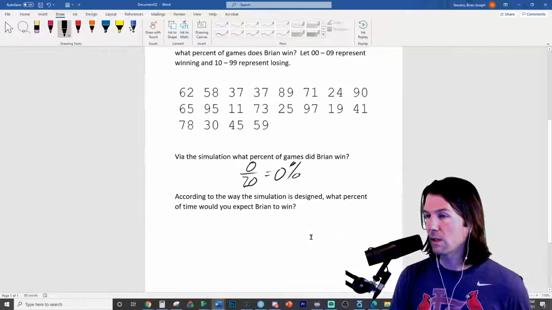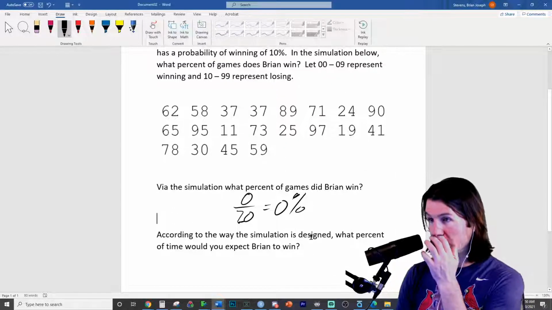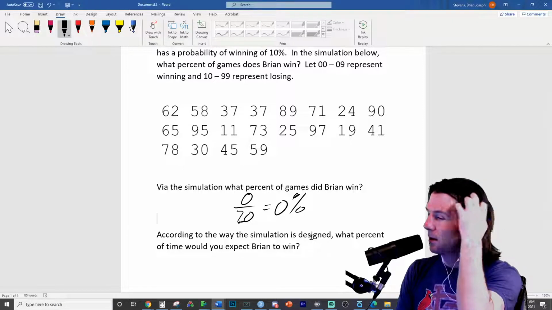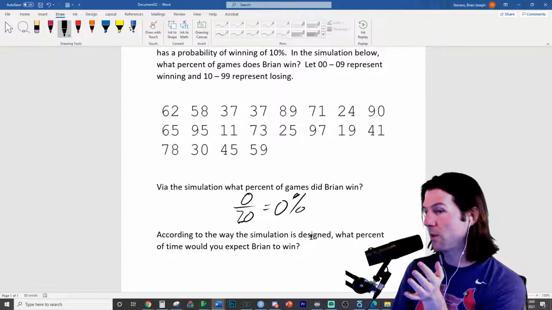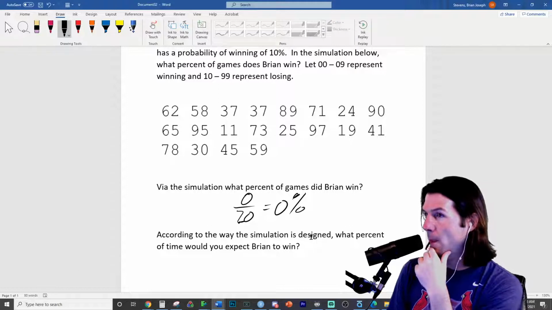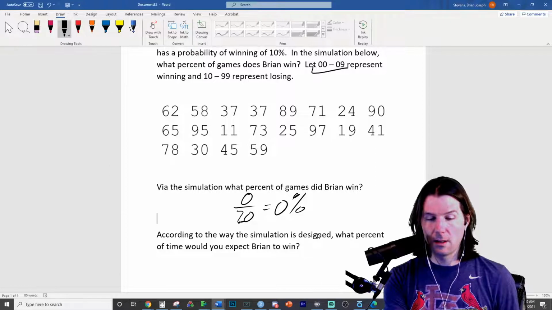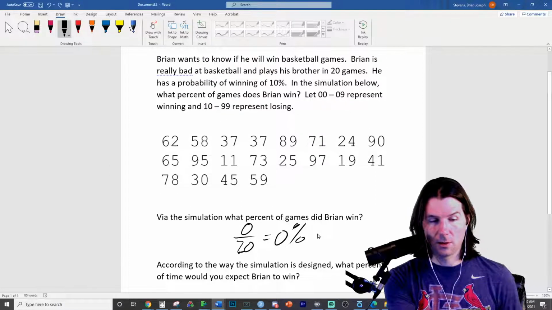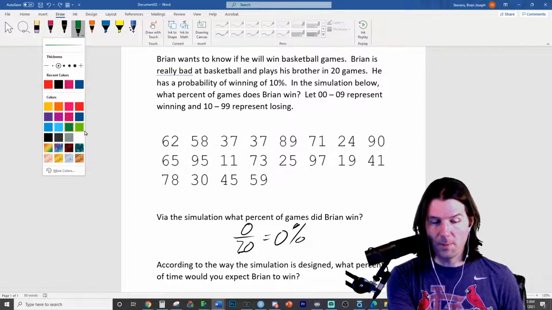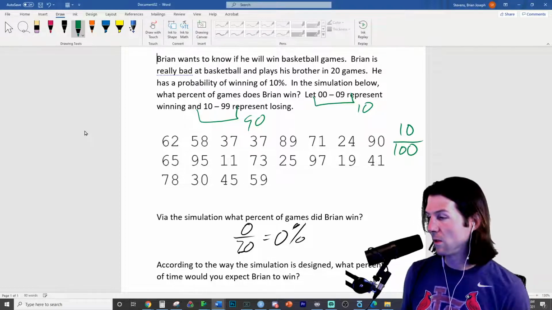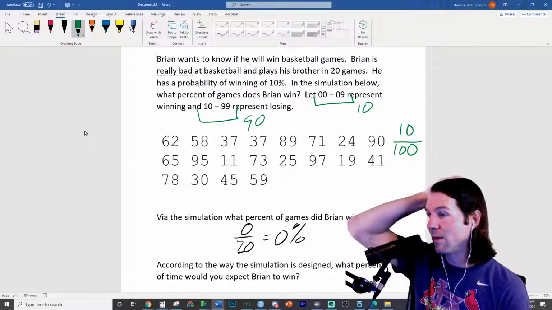Now, according to the way the simulation was designed, what percent of games did Brian win? Or like, according to the way it's designed, what percent of time would you expect Brian to win? So what we need to look at right here is up top. Up top, there are 10 numbers right here. There are 90 numbers right here, which makes for a total of 100 numbers with 10 winning numbers. So 10%.